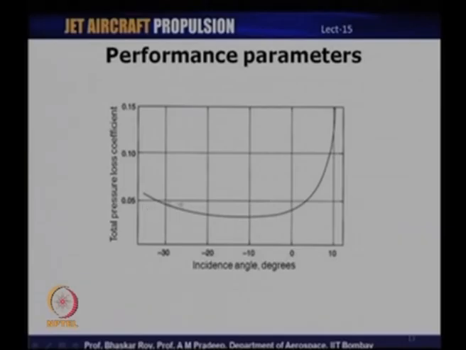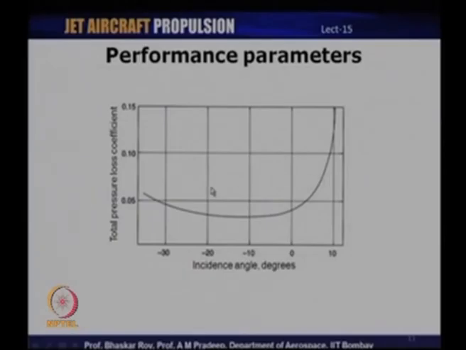So, this is one of the forms of information which you can obtain from cascade testing at different incidence angles, wherein we can get some idea about the loss coefficient as the incidence angles are changed. Of course, incidence angles of minus 20 degrees or minus 10 for that matter is a very high incidence. Normally, incidence angles are kept close to 0, very low, because the performance of the blade is very sensitive to these incidence angles.